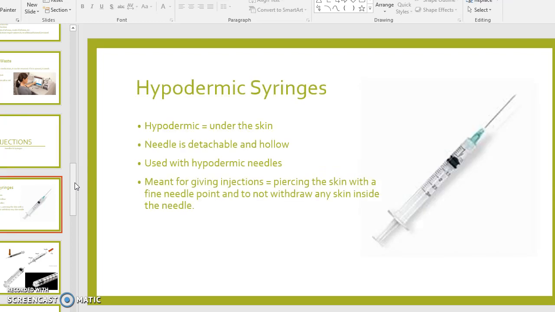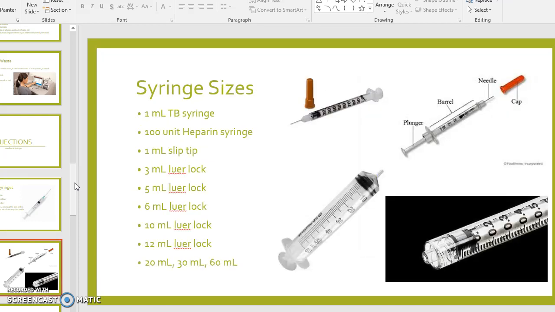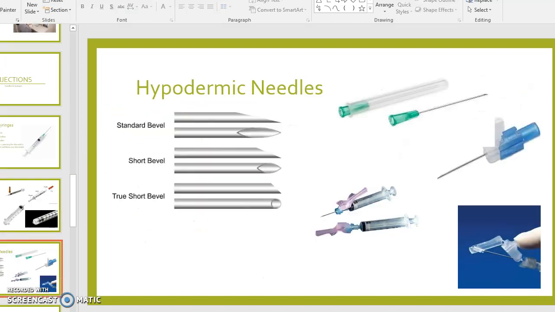So we were talking about injections. We talked about using a hypodermic needle, what hypodermic meant, and we talked about the parts of the syringe. We talked about slip tip, Luer lock, how to tell the difference between a 100 unit. This should say insulin, so please write that in on your own. Insulin syringe versus a TB syringe.